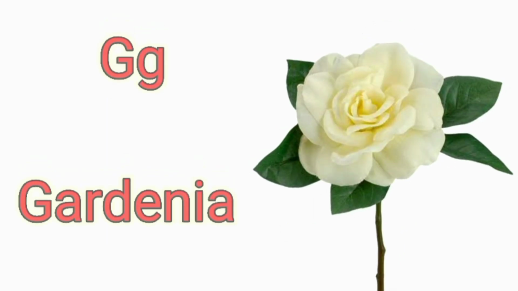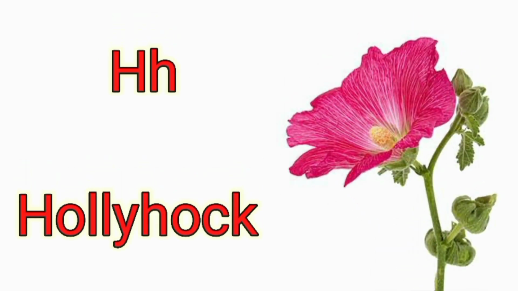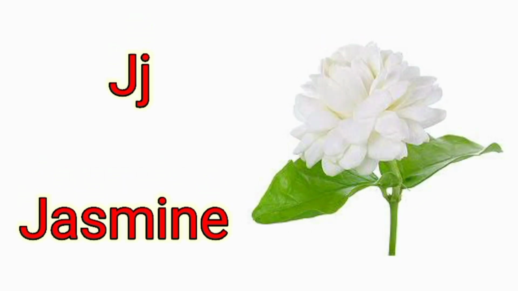F is for Freesia. G is for Gardenia. H is for Hollyhock. I is for Iris. J is for Jasmine.